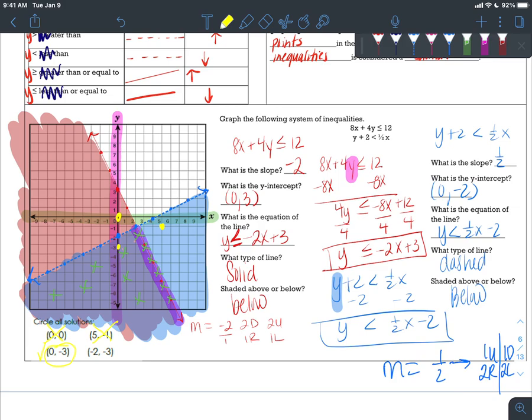(-2, -3). That's right on the border of the blue shaded area. It's within the red shaded area, but it's on that dashed line, so that's not 1. So the only one of those that's an actual solution is (0, -3).